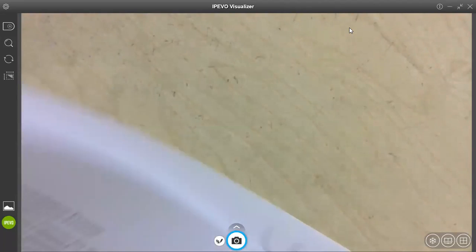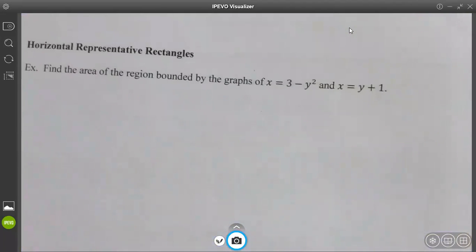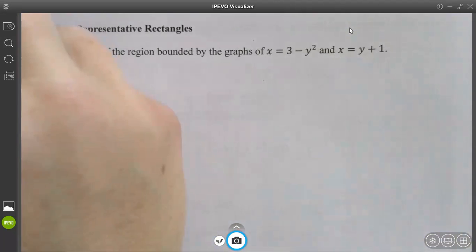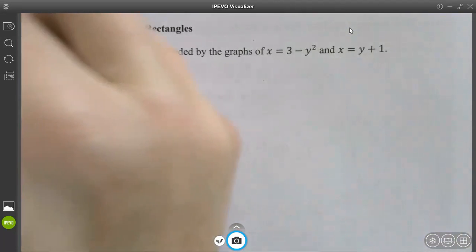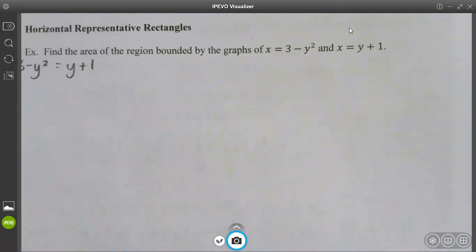All right, horizontal representative rectangles. Find the area of the region bounded by the graphs of x equals 3 minus y squared and x equals y plus 1. So do they give us an A and a B? How do we find A and B? Set them equal to each other. 3 minus y squared equals y plus 1. Solve it just like it were x. Don't make it any different.